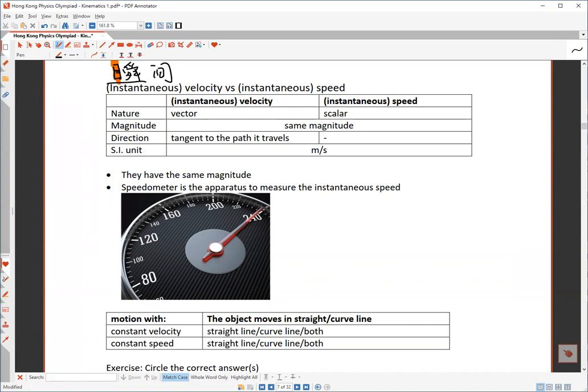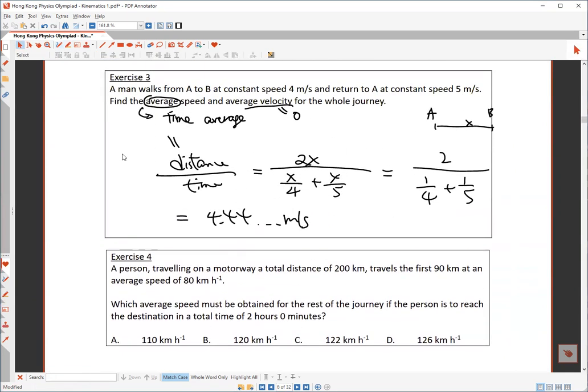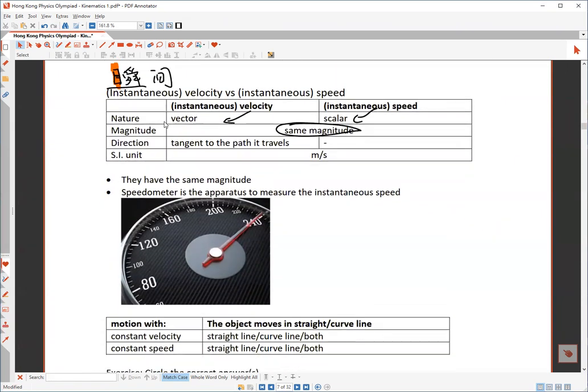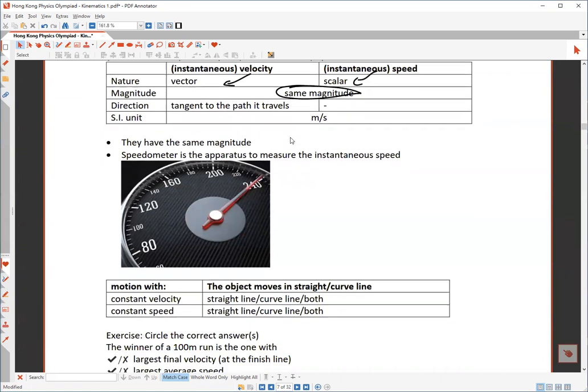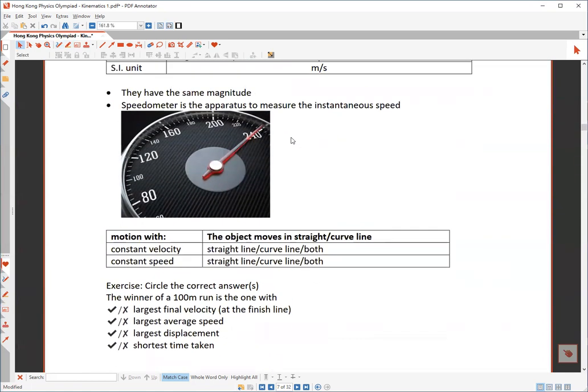So instantaneous velocity and instantaneous speed, whenever you see just the word velocity, it means instantaneous, okay? So they are vector and scalar, okay? But the most interesting thing is they have the same magnitude, unlike the average velocity and average speed. So for the example of the exercise we have done, the average velocity is not equal to the average speed in magnitude. But for instantaneous, they are equal to each other. The idea behind is like this.